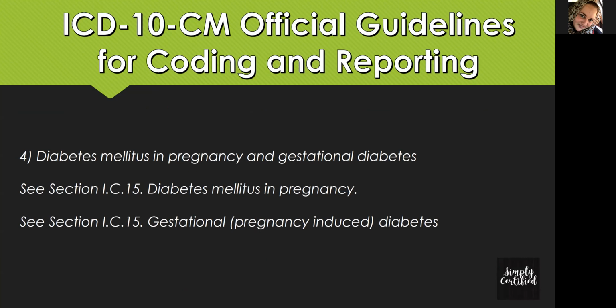So I want to talk about diabetes and pregnancy and gestational diabetes. These actually have their own guidelines, which I'm not going to cover in this section. This type of diabetes requires codes from the O chapter, which is conditions in pregnancy. And so the guidelines for that are going to be found here, where I referenced on the screen. It says see section I.C.15. So that's where you would refer to for that.